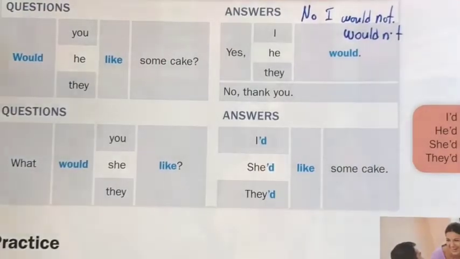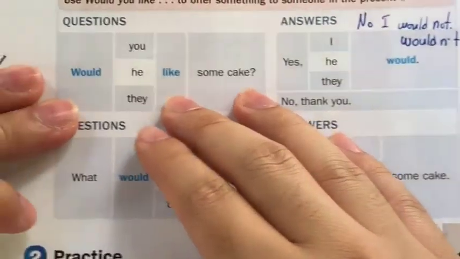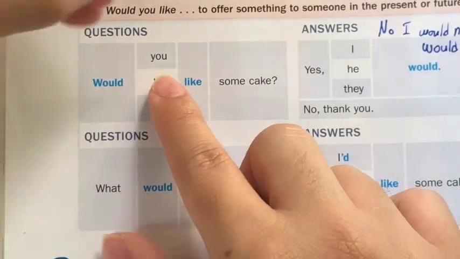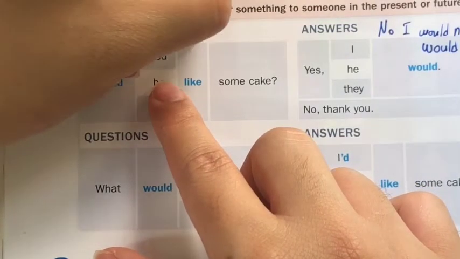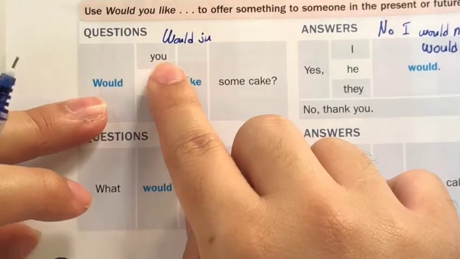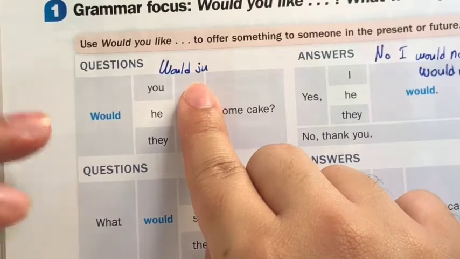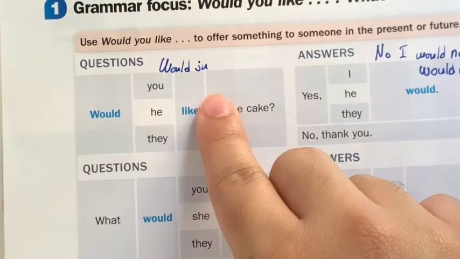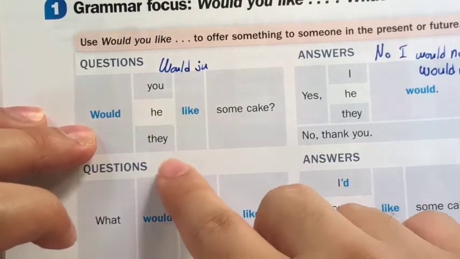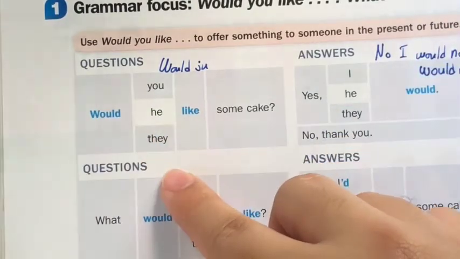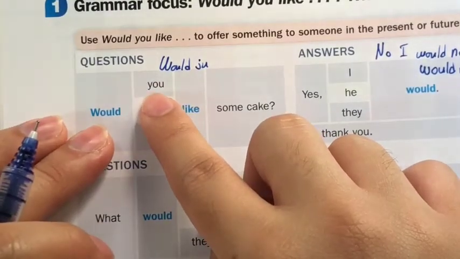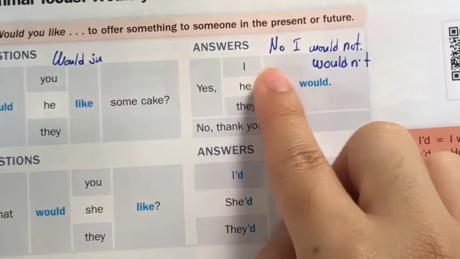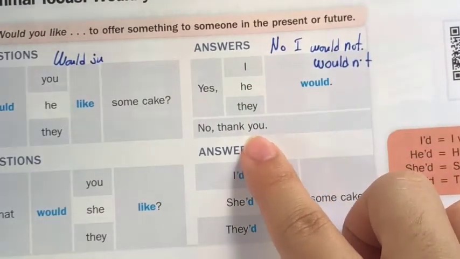And also remember, for the pronunciation here, we say would he, would she, would they, would you. But we can also say, would ya. A lot of Americans speak fast, so when they say would you, they're actually saying would ya. But for he, she, they, and all the others, it's normal. We say would he, would she, would they, would I. But with the word you, we change it to would ya. Would you like some cake? And then we can say, no, I would not, or no, I wouldn't, or no, thank you, or yes, I would.